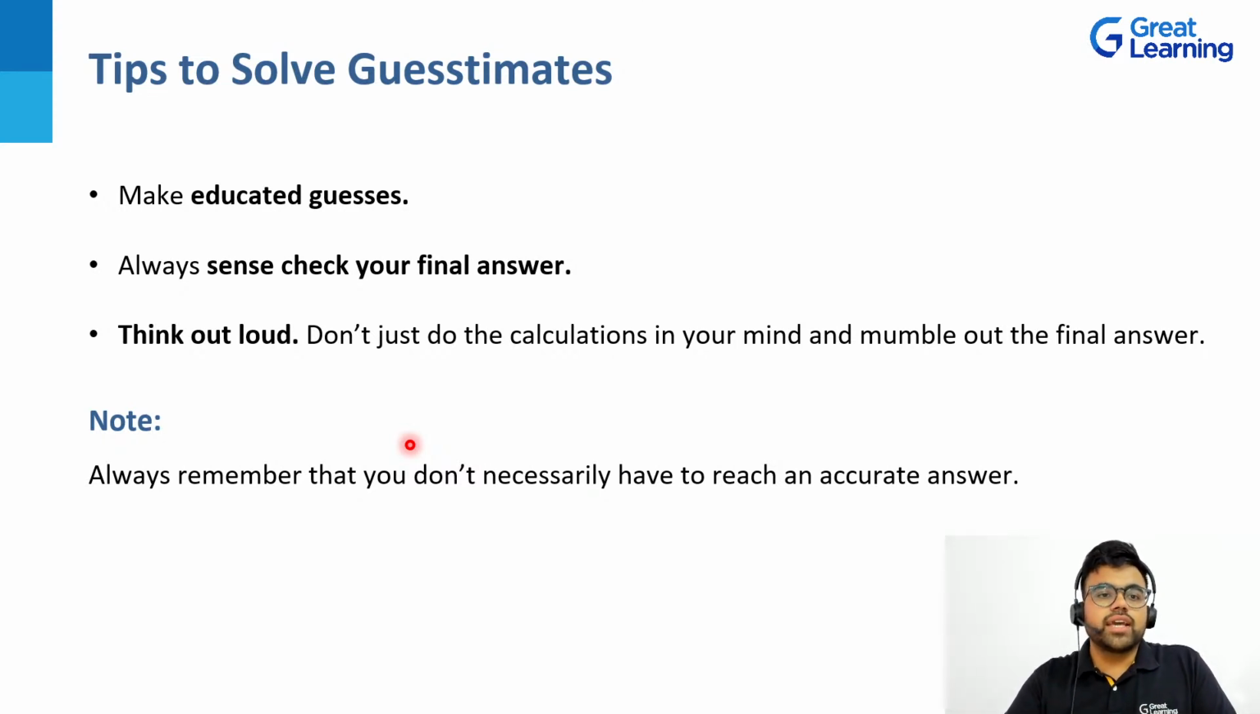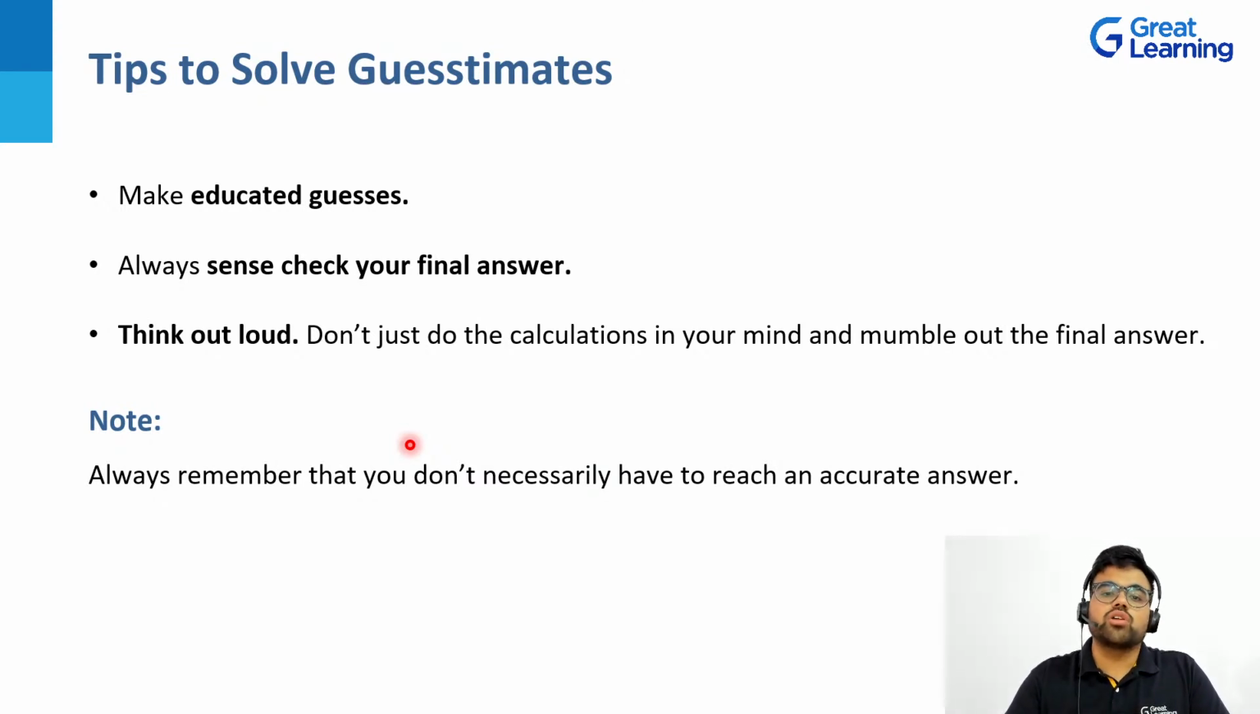Okay, coming back to guesstimates, the tips to solve them. Number one is make educated guesses. Yes, that is correct. You cannot blindly give an answer to a guesstimate that is out of the box or out of the picture. You have to make an educated guess. You have to make sure that whatever you are talking about is at least relatable to what you have.